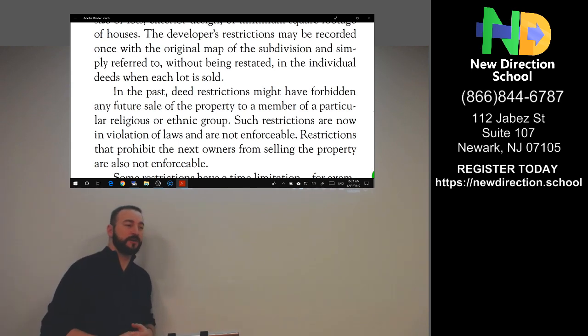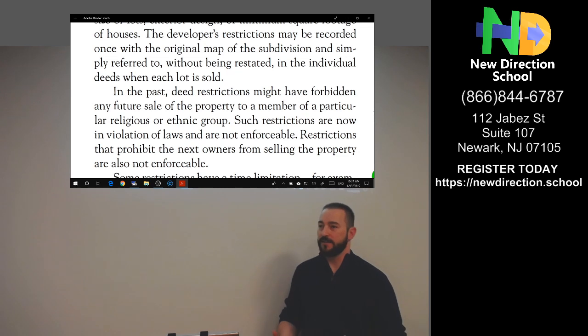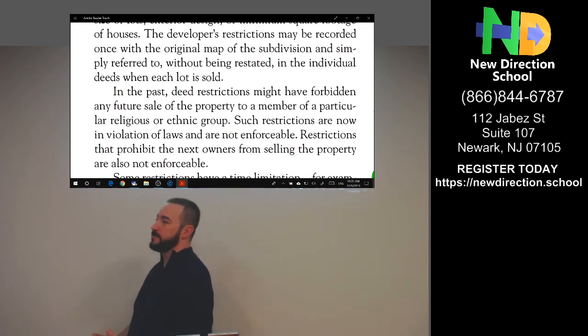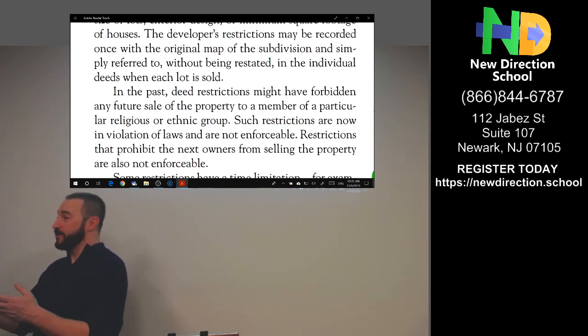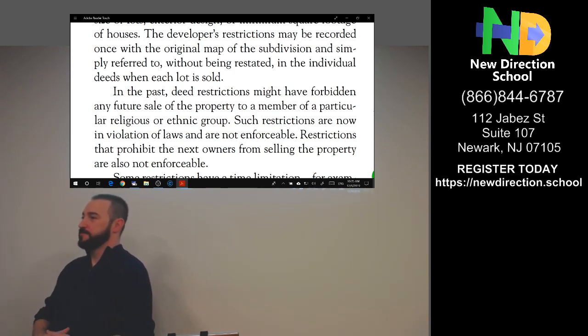Now, restrictions that prohibit the next owners from selling the property are also not enforceable. What am I saying here? I sell to you, Lucy, and I'm telling you, hey, you will die with the property. You cannot sell to anybody else. You're stuck with it. Now, does that make any sense?